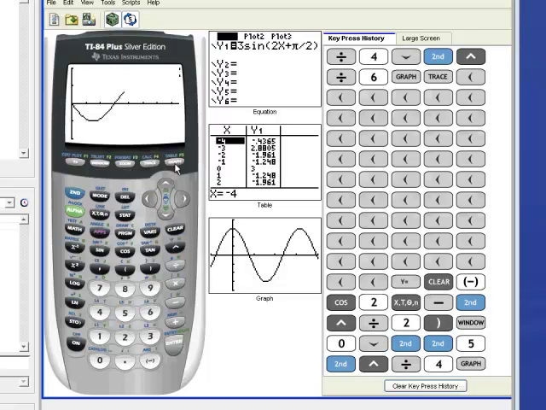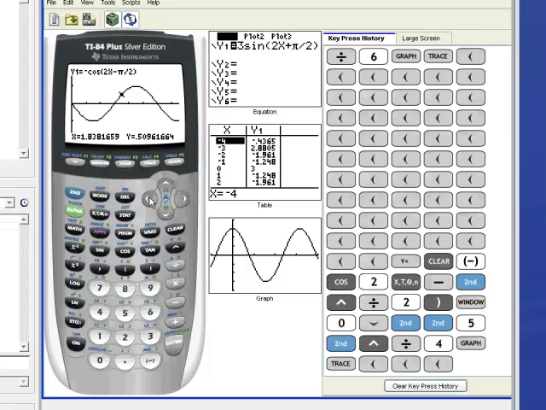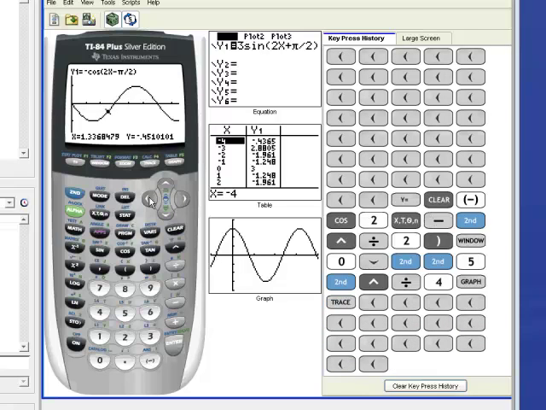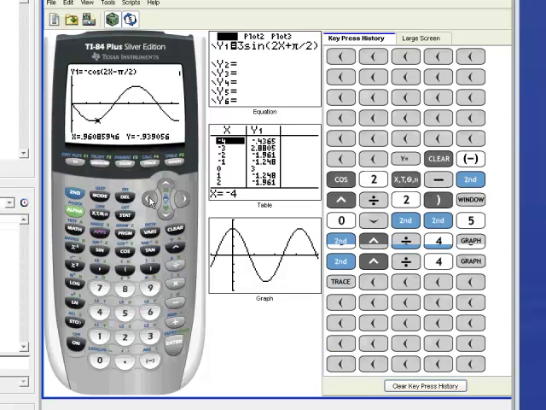Again, it's an upside down cosine. The cosine itself starts right here. It's pretty close. And again, it's an upside down cosine because of the negative in front of it, in front of the amplitude of 1.